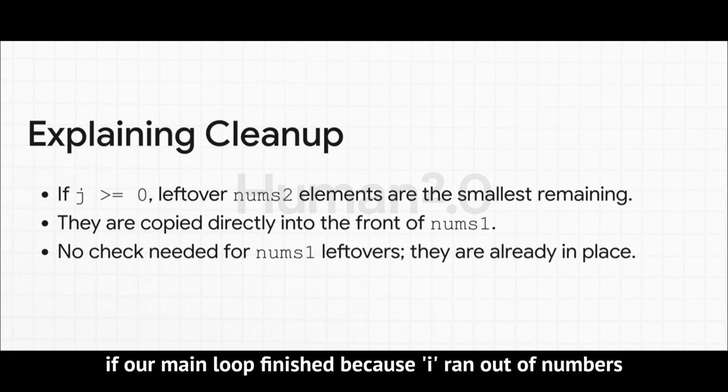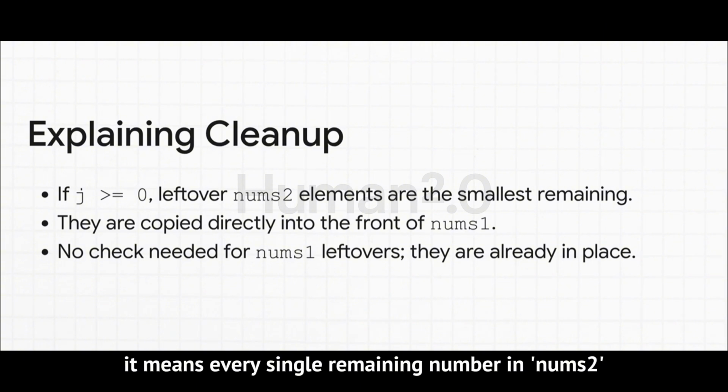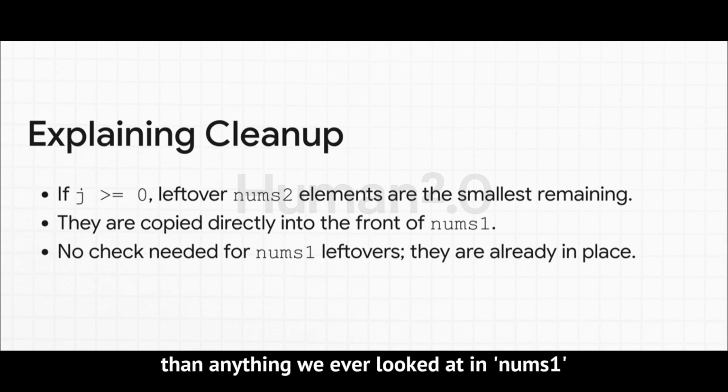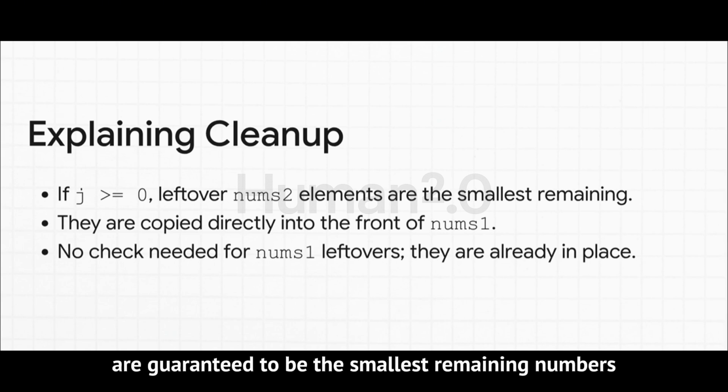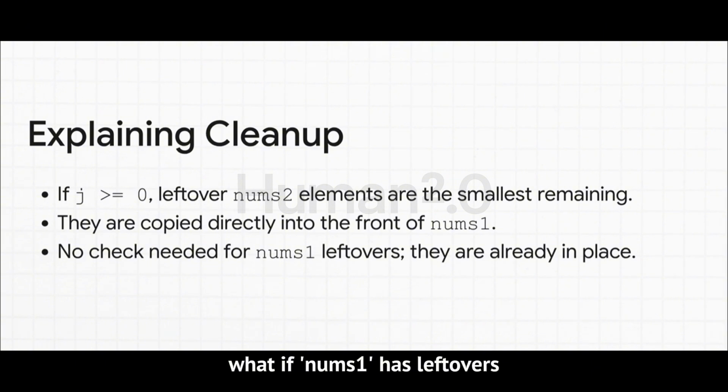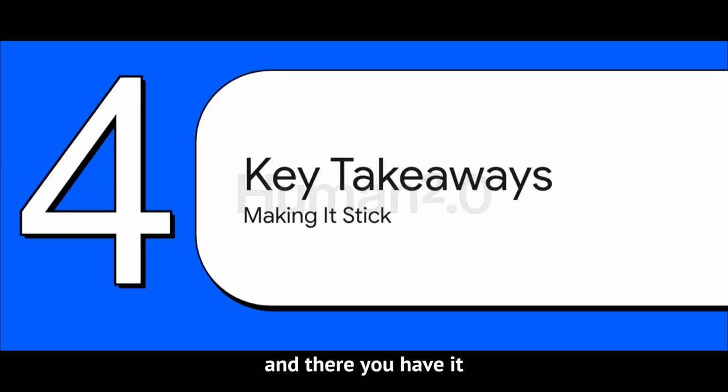Well, think about it. If our main loop finished because i ran out of numbers, it means every single remaining number in nums2 must be smaller than anything we ever looked at in nums1, because if one of them were bigger, we would have placed it already. Since everything's sorted, those leftovers in nums2 are guaranteed to be the smallest remaining numbers, so they just fill in the front of the array perfectly. And you might be wondering, what if nums1 has leftovers? We don't need a loop for that, because if nums1 has leftovers, they're already sitting exactly where they're supposed to be. And there you have it. We've totally cracked this problem.